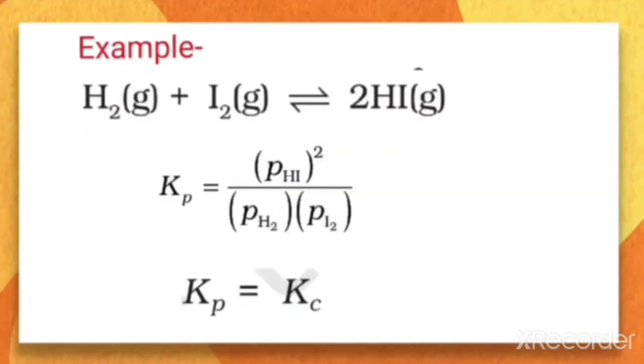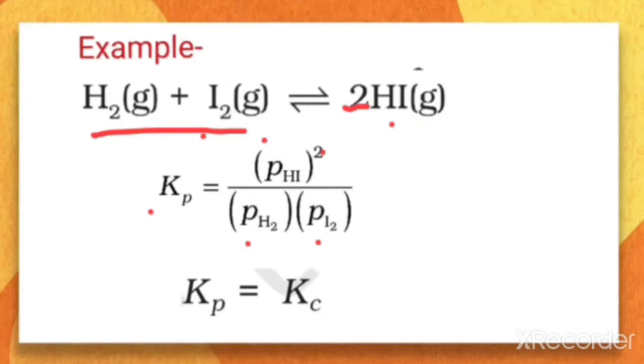Let us take one example. H2 plus I2 give rise to twice HI, where H2, I2 and HI are in gaseous state. So we can express the equilibrium constant in terms of pressure, that is Kp is equal to pressure of HI to the power 2, because the stoichiometric coefficient here is 2, therefore we are writing 2 in the powers, divided by pressure of H2 by pressure of I2, that is the reactant side.